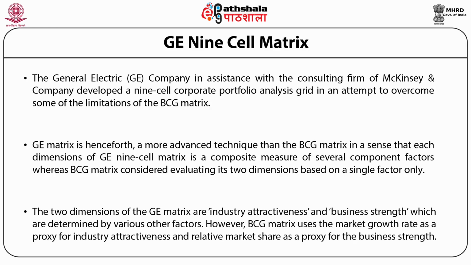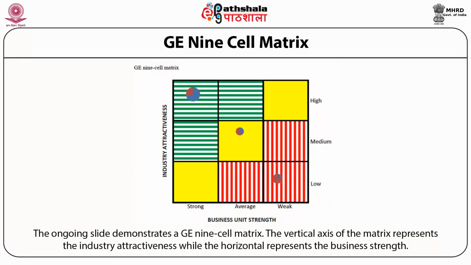The two dimensions of the GE matrix are industry attractiveness and business strength, which are determined by various other factors. However, the BCG matrix uses the market growth rate as a proxy for industry attractiveness and relative market share as a proxy for business strength.